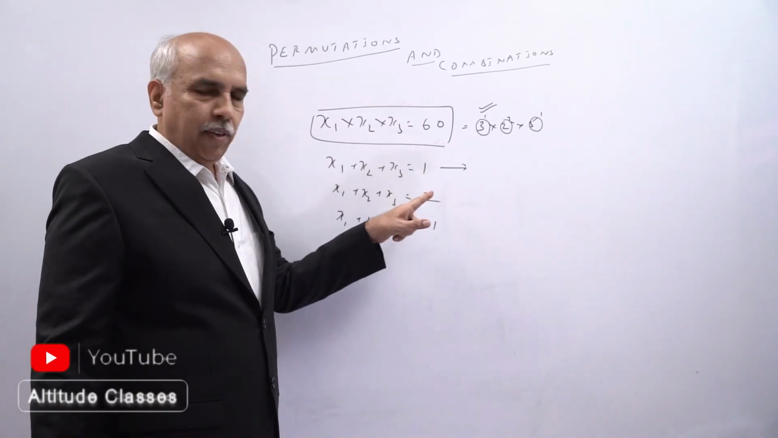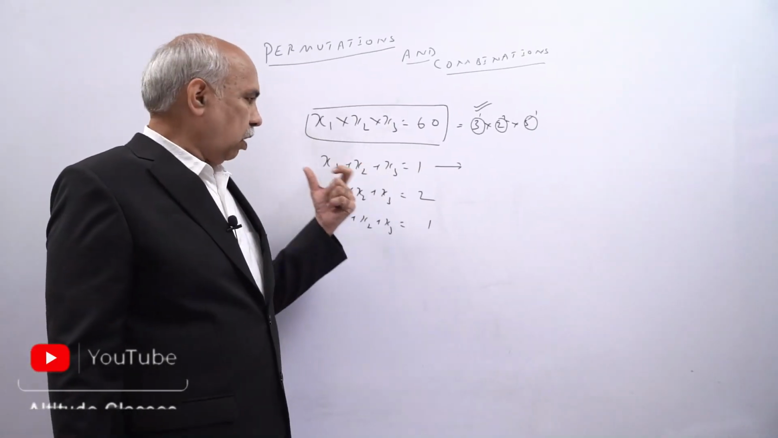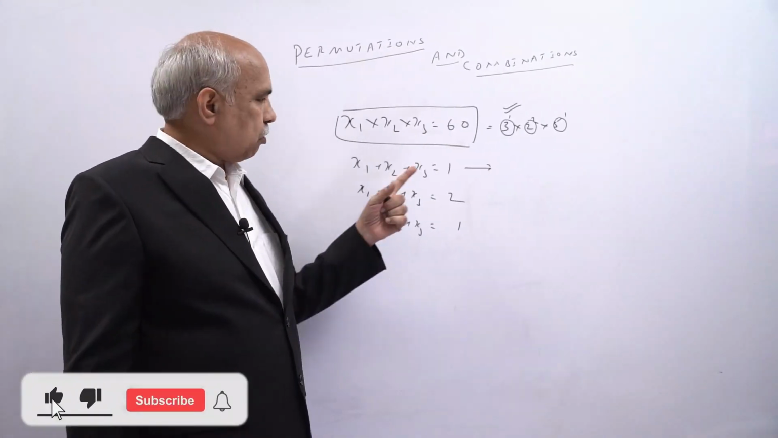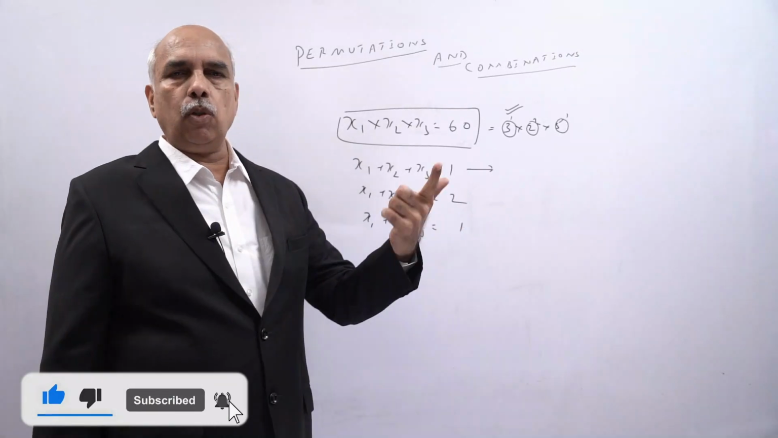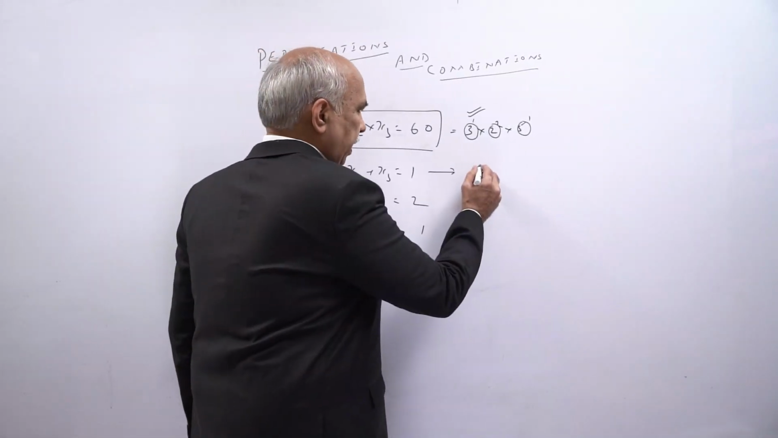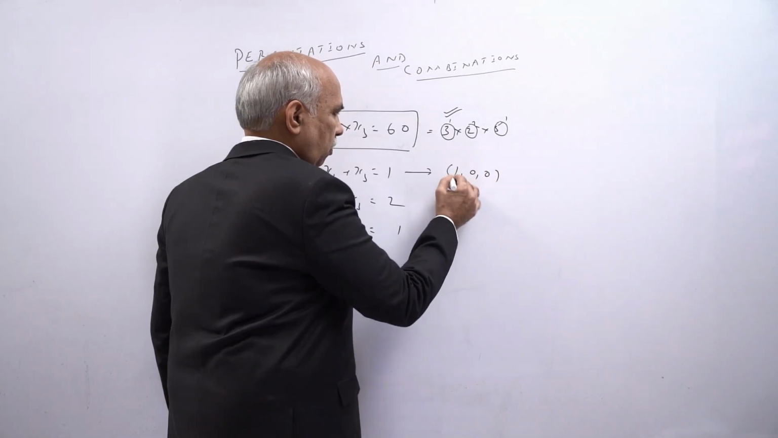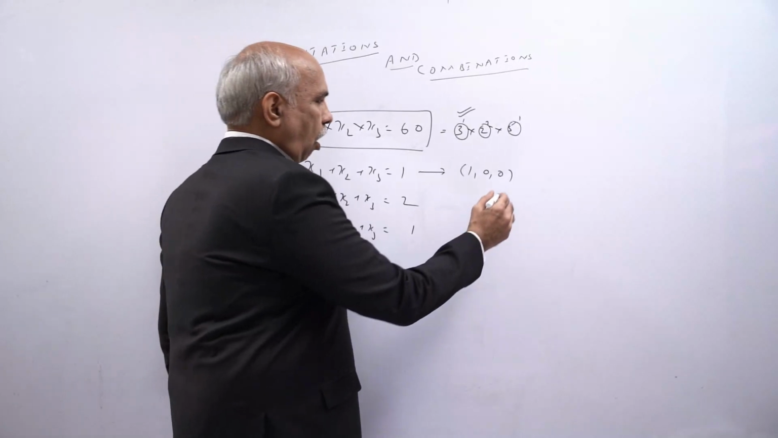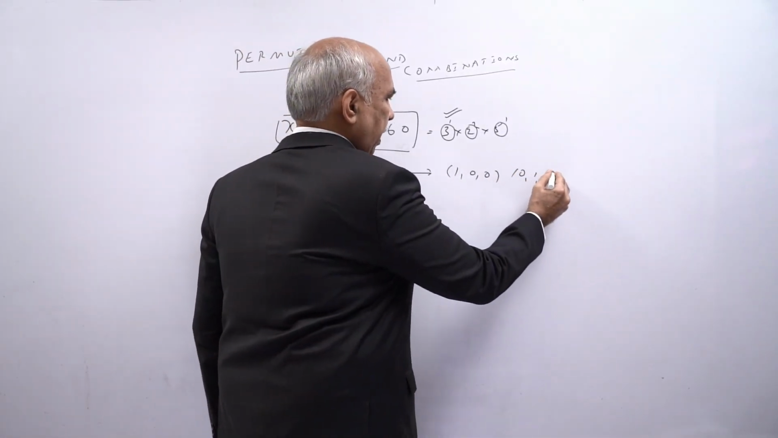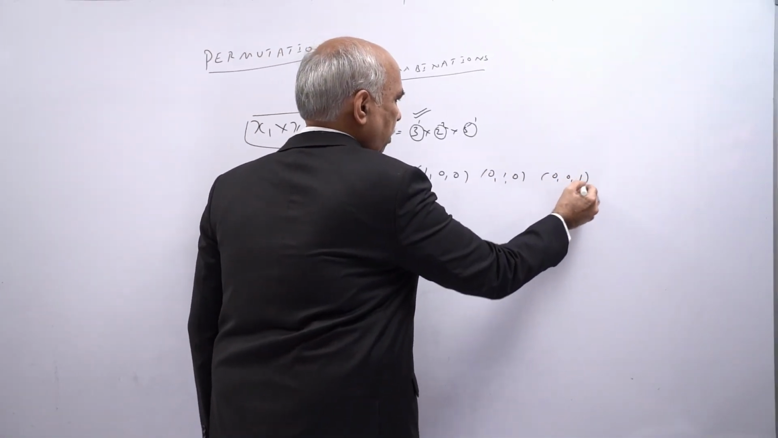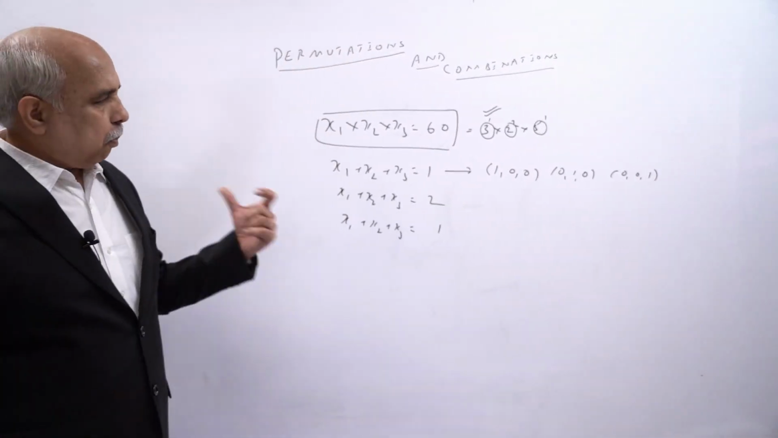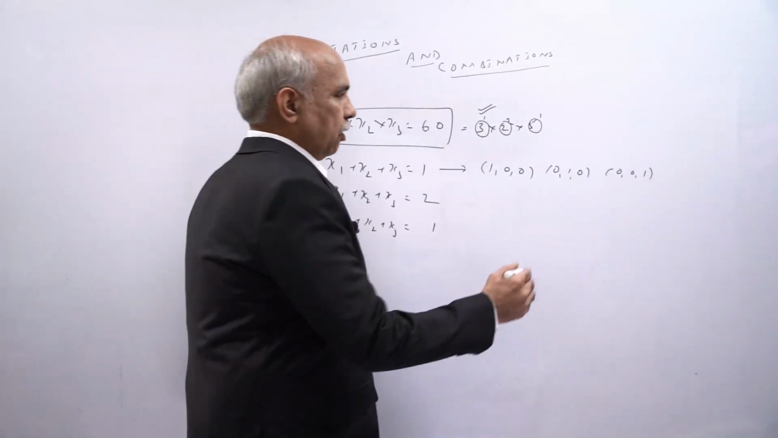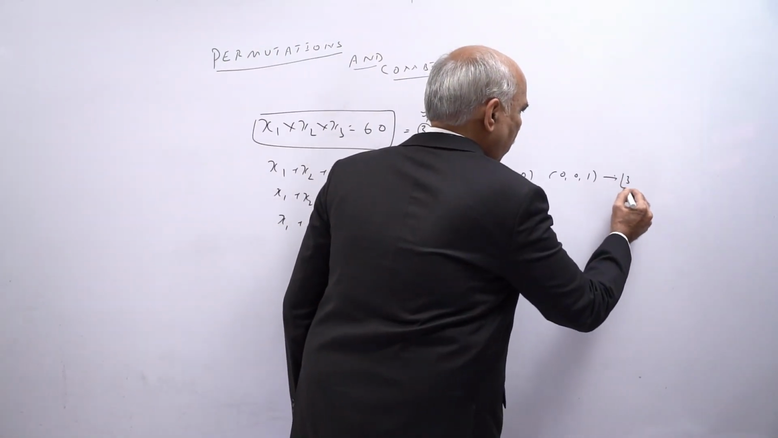In one way, I am distributing 1 apple among 3 friends. I cannot cut the apple into pieces. I have to give the apple as a whole. That means one of them gets 1 apple and the other 2 people won't get anything. So what are the possibilities? 1, 0, 0. One person gets 1 apple, the other 2 don't get anything. Or the second one gets an apple, and similarly the third one gets an apple. There are 3 possibilities in which that 1 apple can be distributed among 3 people. Therefore, the number of possibilities is 3.